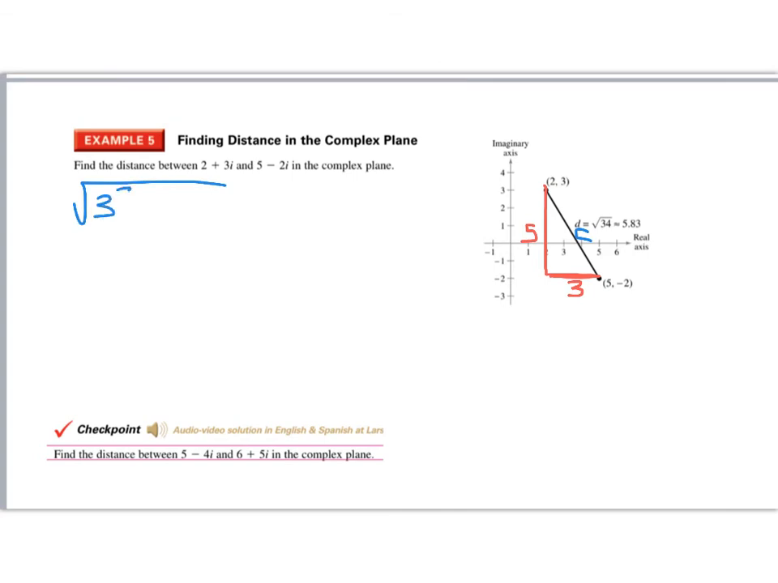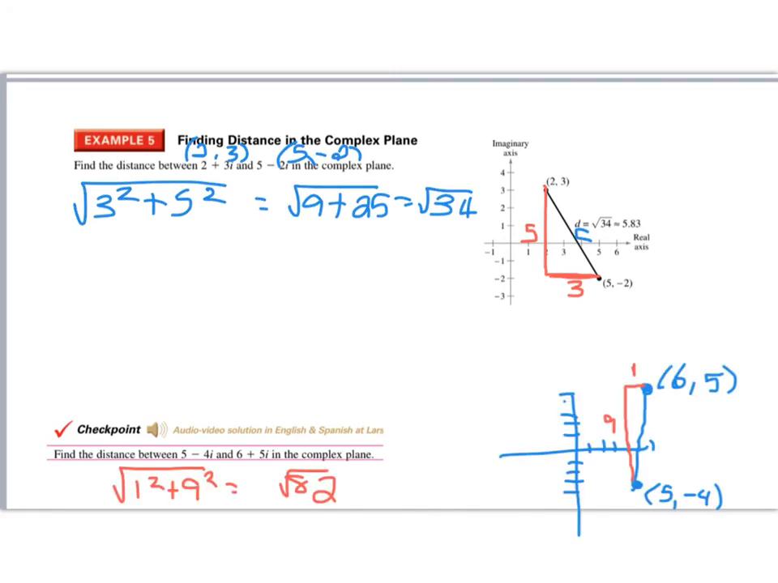So we've got 3 squared plus 5 squared, which is 9 plus 25, which gives you the square root of 34. Of course, you can do the distance formula and use 2 and 3 and 5 and negative 2 as well, but that just makes things so much harder. Go ahead and pause and pop back on when you're ready to see the answer of the next one. And the answer is the square root of 82.